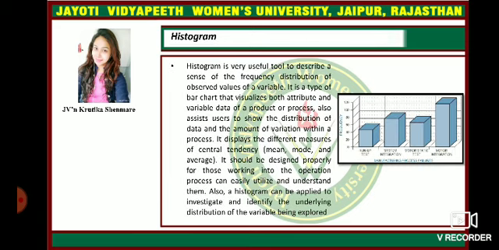Histograms. A histogram is a very useful tool to describe a sense of the frequency distribution of the observed value of the variable. It is a type of bar chart that visualizes both attributes and variable data of the product or process. It also assists the user to show the distribution of the data and the amount of variation within a process. It displays the different measures of central tendency. It should be designed properly so that those working in the operation process can easily utilize and understand them. Also, a histogram can be applied to investigate and identify the underlying distribution of the variable being explored.